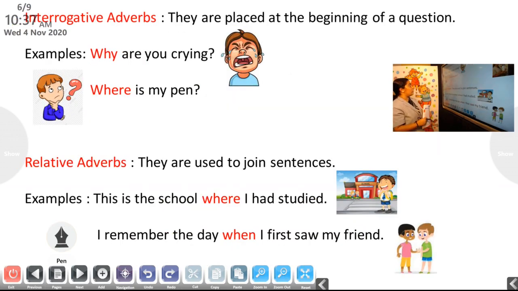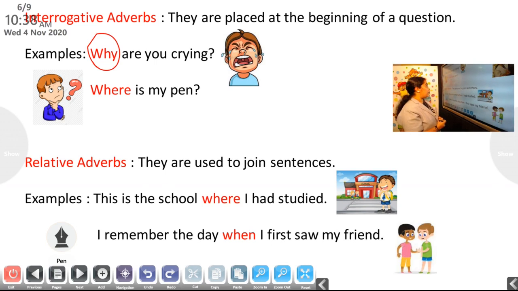Now, two more adverbs you have to learn: the interrogative adverb and the relative adverb. Interrogative adverbs are placed at the beginning of a question. An interrogative adverb is a WH question word placed in the beginning of a question, but the function is that of an adverb. Why are you crying? Look at the boy crying. Why are you crying? Which word has been added in the beginning to ask a question? Why. So why is an interrogative adverb.